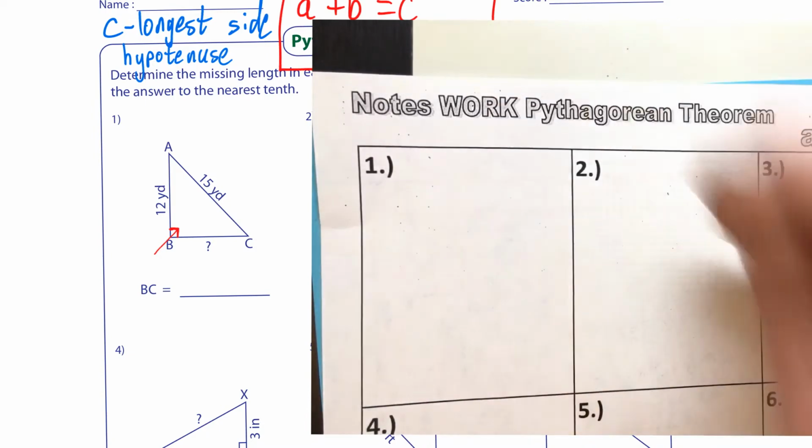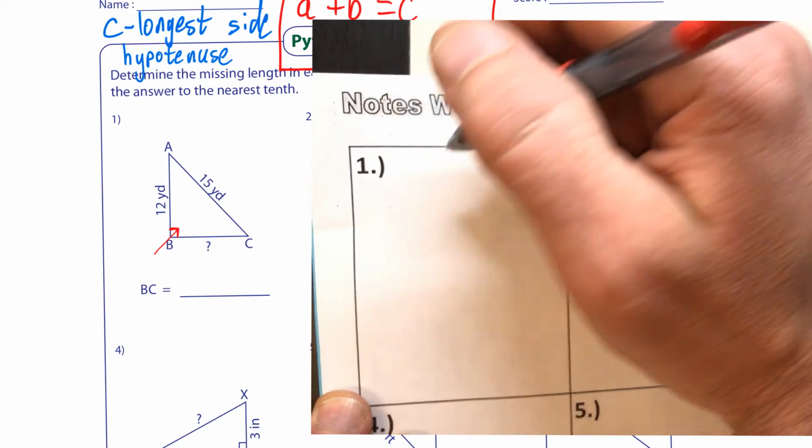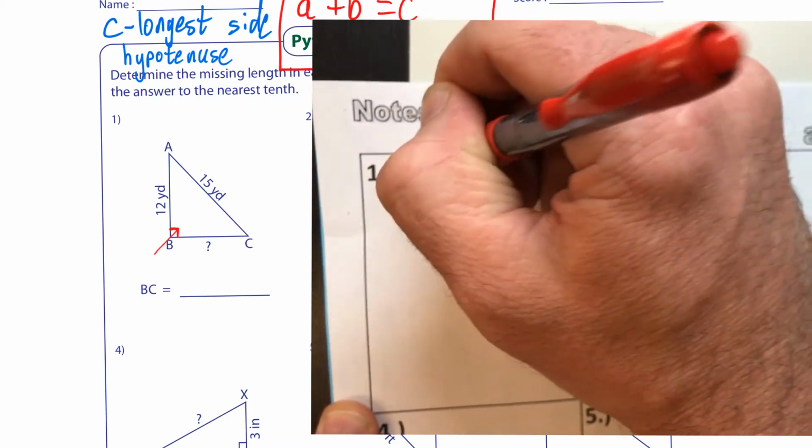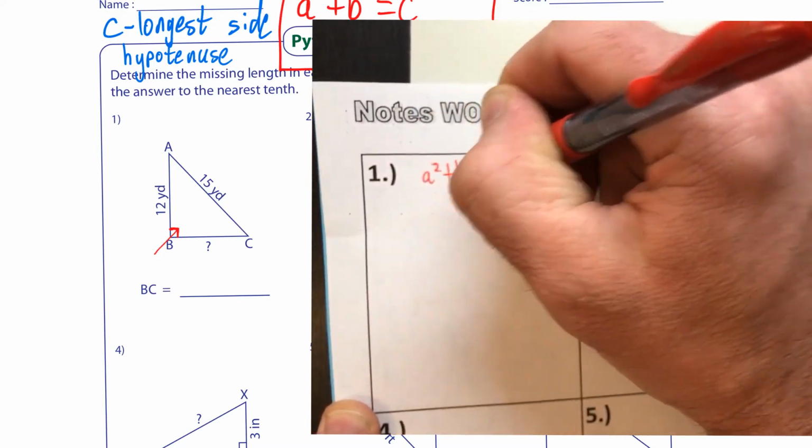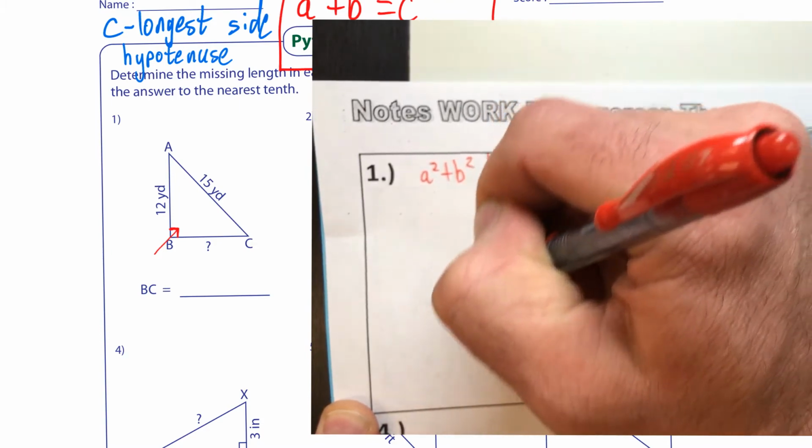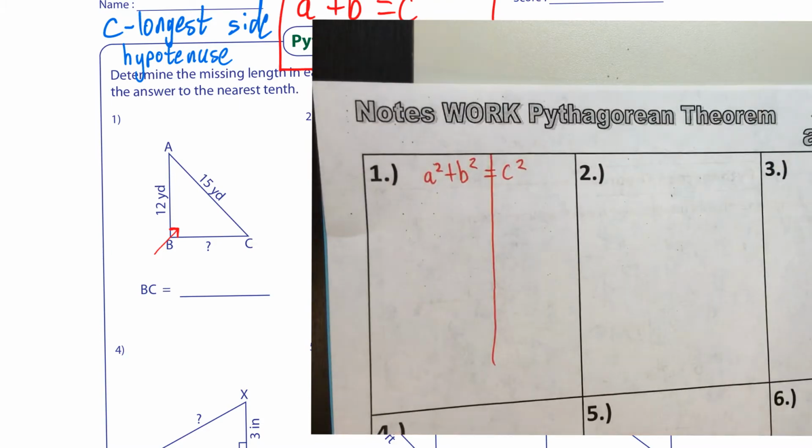All right, so let's go ahead and write the Pythagorean theorem here at the top. And you can just look up here to see the picture. But a squared plus b squared equals c squared. So as you look at that, one side is 12 yards. One side is the side we're looking for, BC. We don't know how long that one is. And then AC is 15.